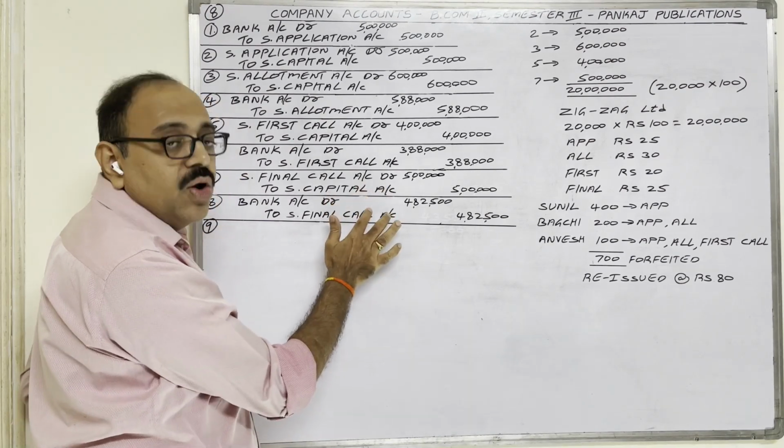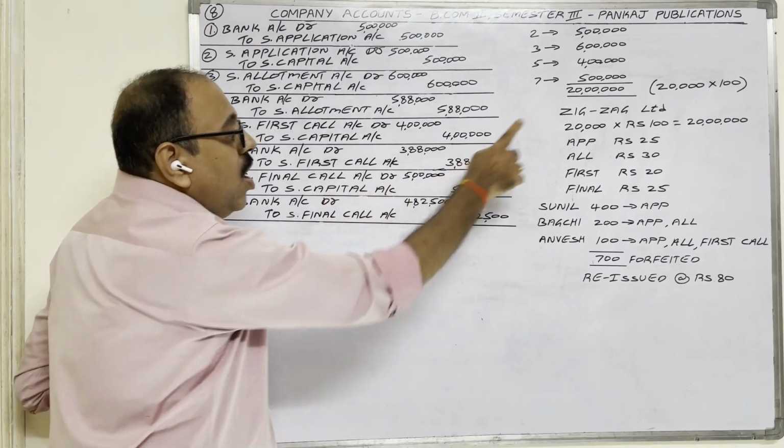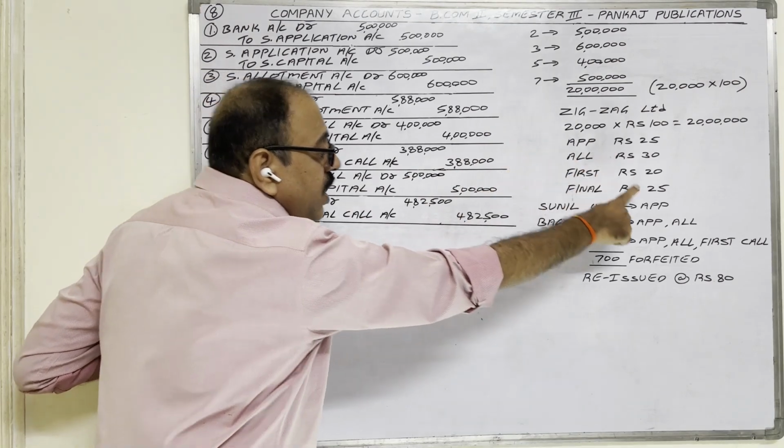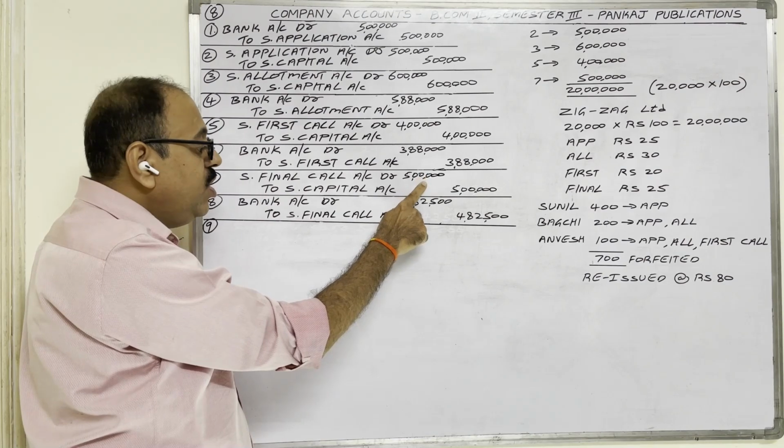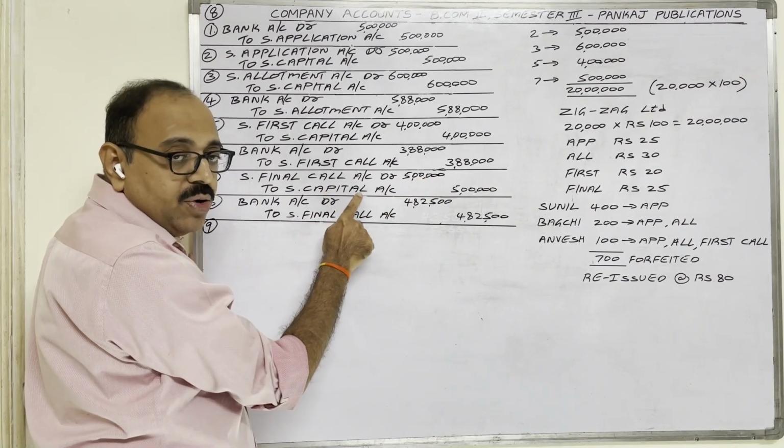Next, come to the final call related entries. On 20,000 shares at the rate of 25 rupees each, 5 lakh should come. That amount we transfer to share capital account.